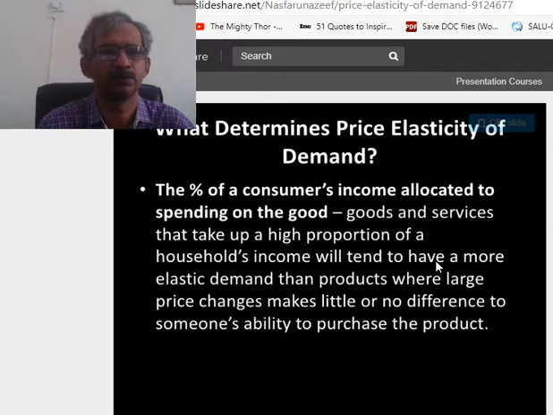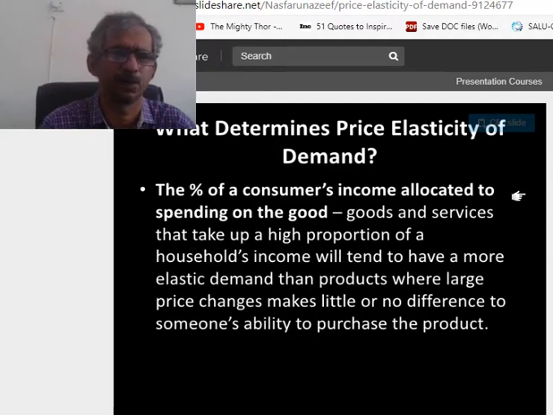Suppose we spend a very small amount of our budget on salt, our monthly consumption of salt. If the price of salt increases by 20 or 30%, that means hardly 5 rupees or 2 or 3 rupees, it will be a very little or no share of our salary. So it will not affect the demand for the product.